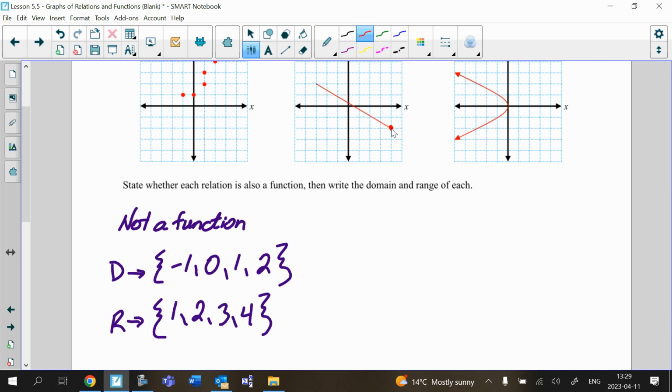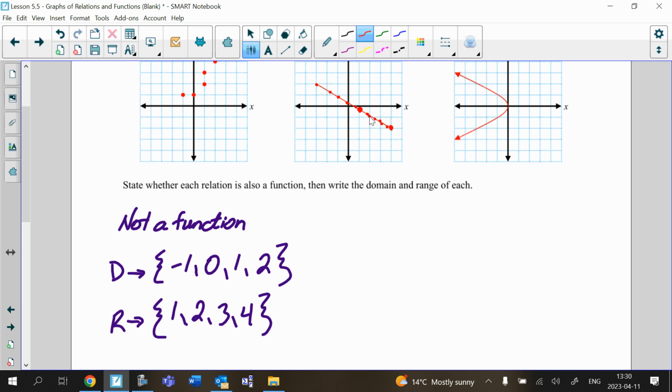But what's the point that has the lowest x value? Isn't it the point furthest to the left? Yes. So -3 is the lowest x value we're going to see. What's the highest x value we're going to see? 4. And everything in between.